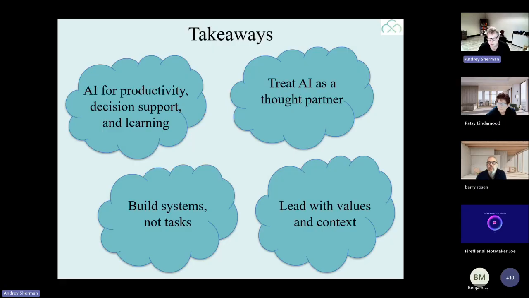And that might really open up other possibilities and give you a lot more to think about, or help you come up with some strategies. So you want to build systems, not tasks. That's again mostly automation. And lead with values. As a leader, you really want to make sure that AI usage is ethical.